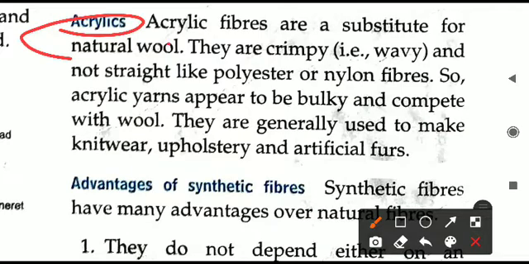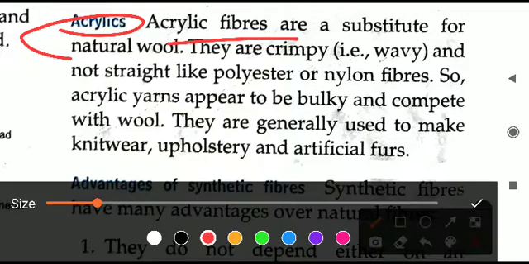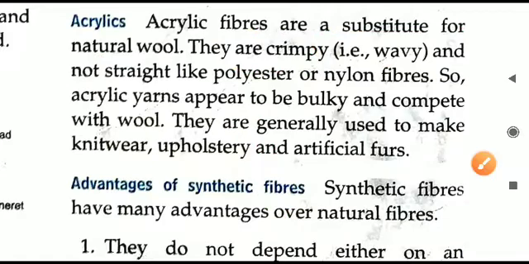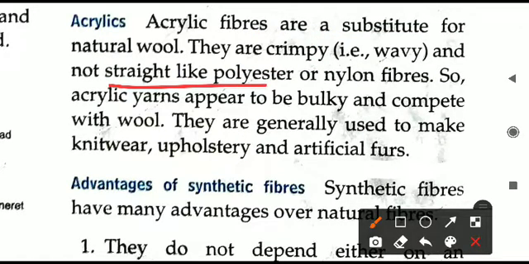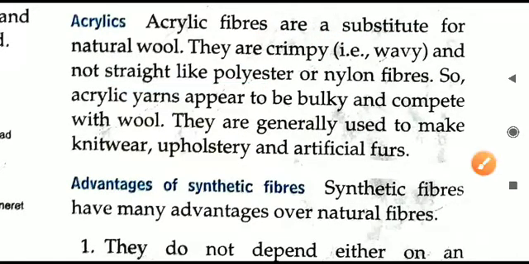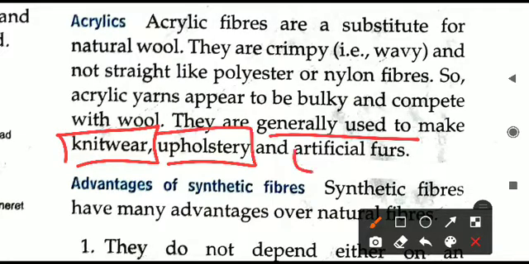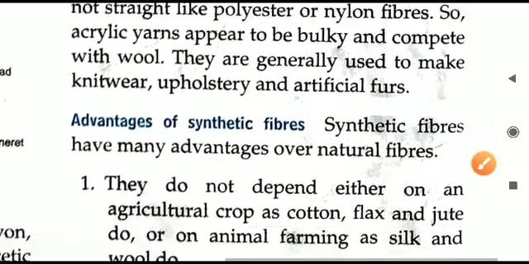Next is acrylic. Acrylic fibers are actually substituting the natural wool. Acrylics are artificial wool, and these are a substitute for the natural wool. These are crimpy also. Crimpy means wavy, curly, and they are not straight like the normal polyester or nylon fibers. So acrylic yarn will be bulkier, meaning bigger in size, because they are curly, and they can compete with wool. They are used to make knitwear, upholstery, and artificial furs also can be made by using acrylics.